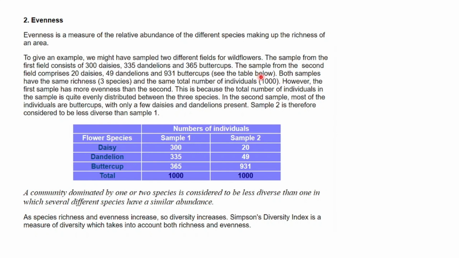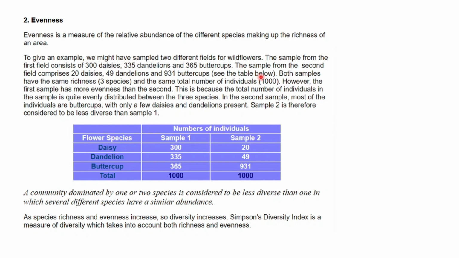They have sampled two different fields for wildflowers. The sample from the first field consists of 300 daisies, 335 dandelions, and 365 buttercups. The sample from the second field comprises 20 daisies, 49 dandelions, and 931 buttercups. You can see the table here also. Both samples have exactly the same richness, because both have three species: daisy, dandelion, and buttercup. The total number of individuals is also the same: in sample 1 there are 1,000 individuals, and in sample 2 there are also 1,000 individuals.